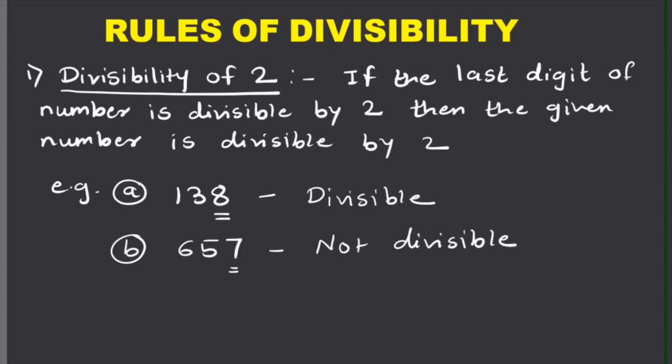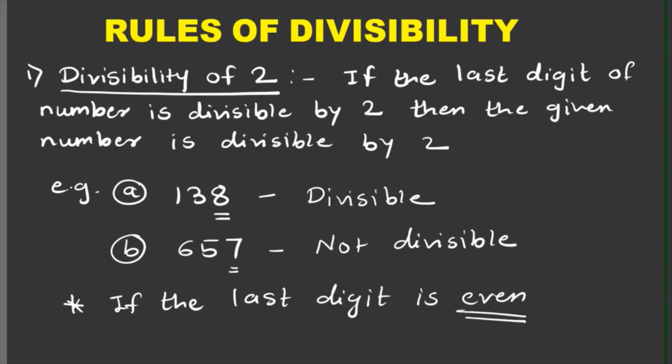There is also one trick. If the last digit of a given number is even, then that number is divisible by 2. So I write here, if the last digit is even, then that number is divisible by 2.